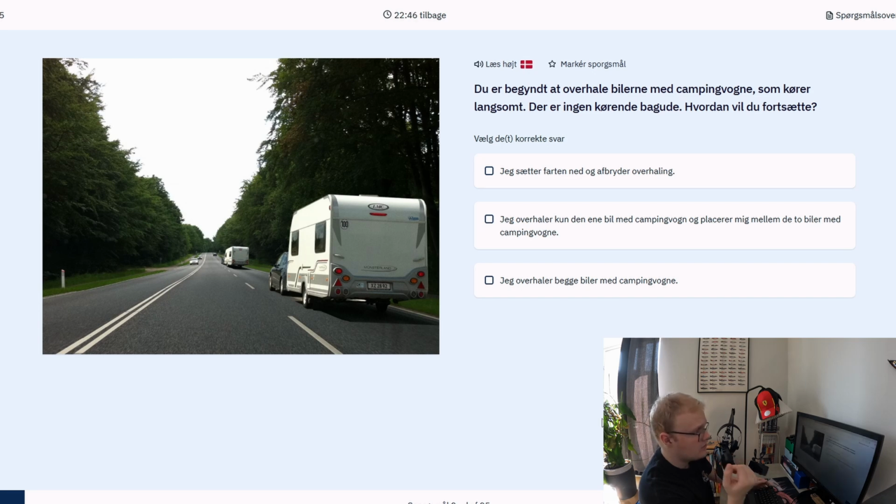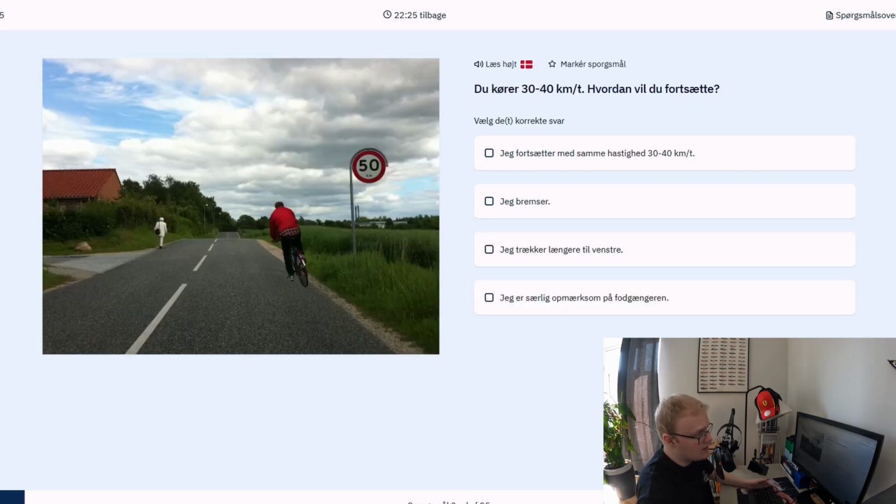I slow down and stop the overtake. There's no reason to do that. I overtake only the 1 camper and then go in the middle of them. That's wrong, because there's clearly not enough space and there's no reason to get in there, because there's no one coming from behind. We know that. I overtake both campers. That's the right answer, I think.